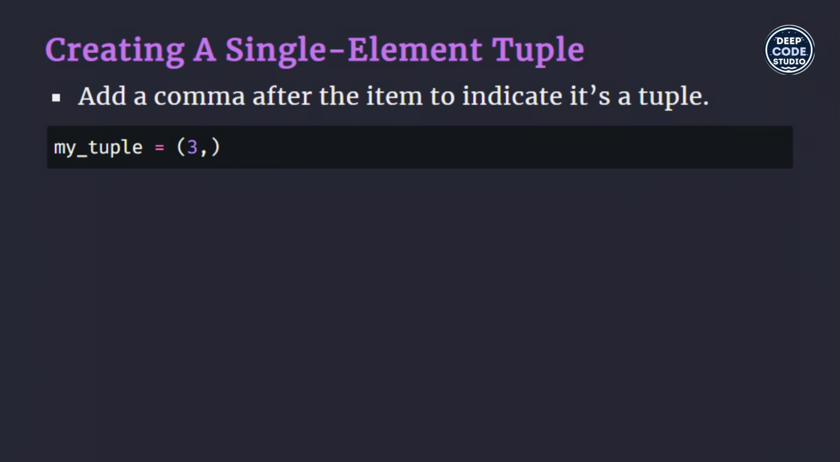And there is one more thing. If you want to define a tuple which is carrying only a single element, then you need to add a comma after the item. This comma tells Python that it's a tuple, not just an ordinary number inside parentheses. So take this example, where I am declaring this tuple with the element 3, but it is followed by a comma. Remember, this syntax is necessary if you want to define a single element tuple. Otherwise it will not be a tuple, it would just be an ordinary number.